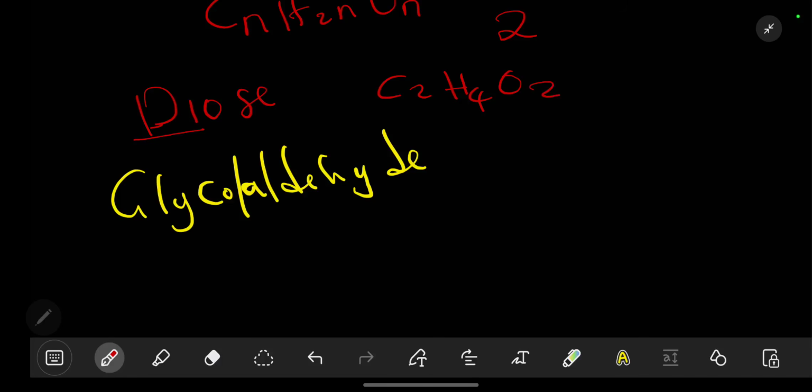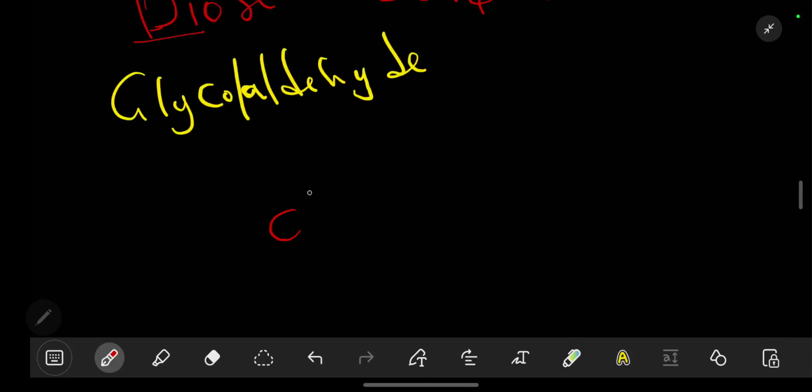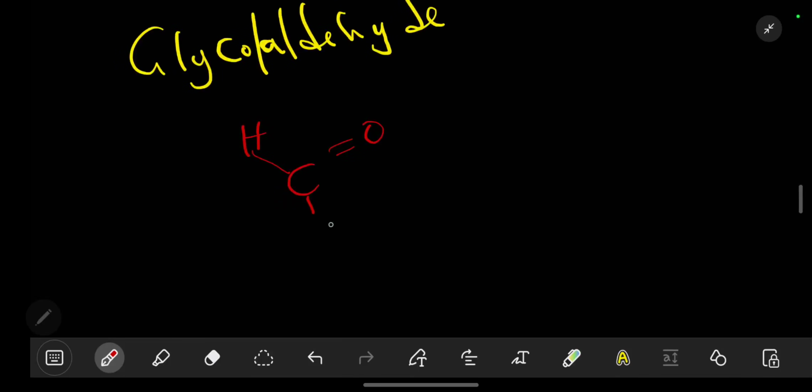Then to draw the simple structure of this, it's going to look like this. Just begin with your carbon bonded with a double bond to oxygen like that, and draw a hydrogen like that. Since you have 2 carbons, you write another carbon. Then on your right, you write your hydroxide, then your hydrogen. Last but not least, we have hydrogen. As you can see, we have 1, 2, 3, 4 hydrogens, and number of oxygens 2.